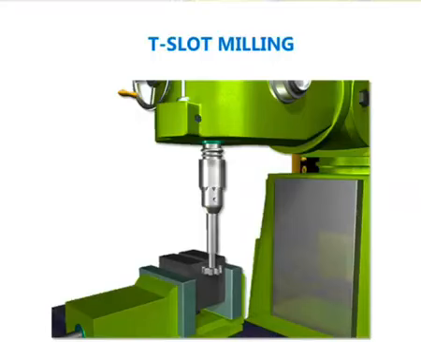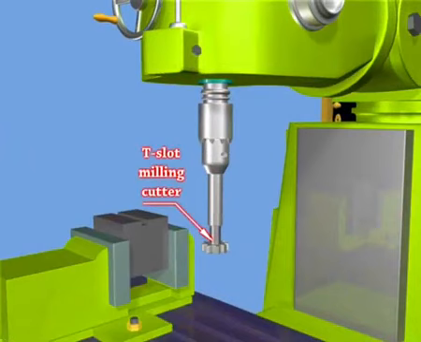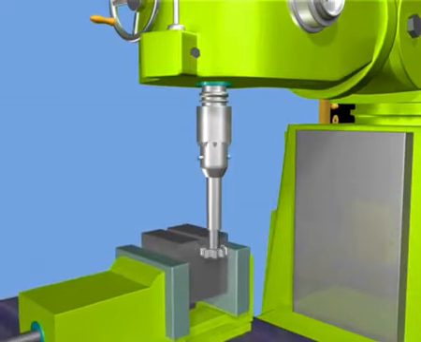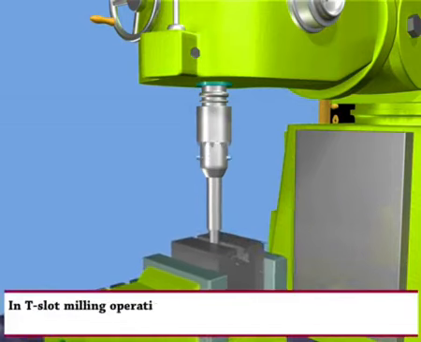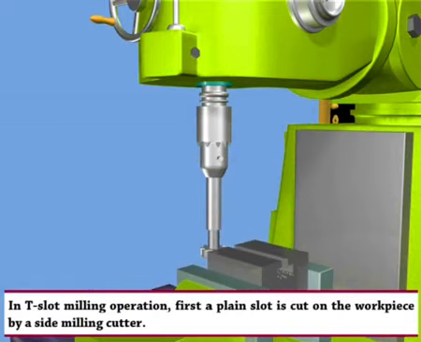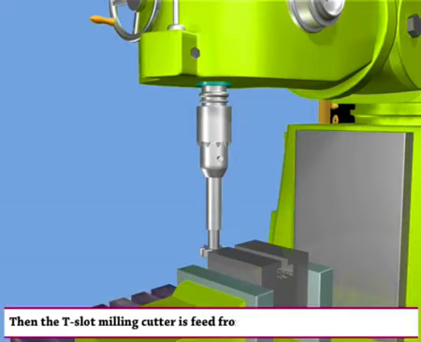T-slot milling. T-slot milling cutter, workpiece. Let us see the T-slot milling operation. In T-slot milling operation, first a plain slot is cut on the workpiece by a side milling cutter. Then the T-slot milling cutter is fed from one end of the workpiece.